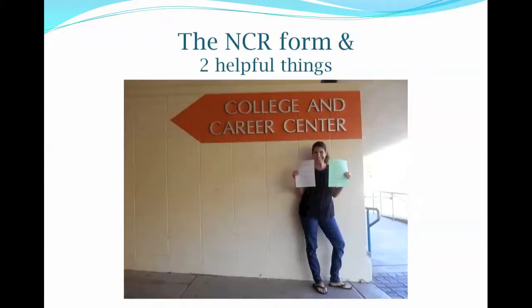Here's a visual of all the things that could help you. College and Career Center, room D9. In one hand, we got the green form, and the other hand, we've got the triplicate form.